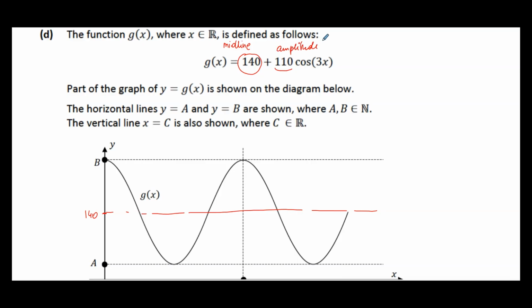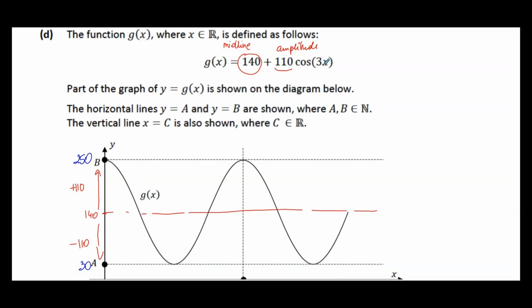Now, what does the amplitude mean? It means that from our midline, I'm going to go up by 110, so plus 110, and I'm going to go down by 110, so minus 110. So therefore, if we add this value here, it will be 250, and at the bottom, we're going to have 30. So that's the first thing.